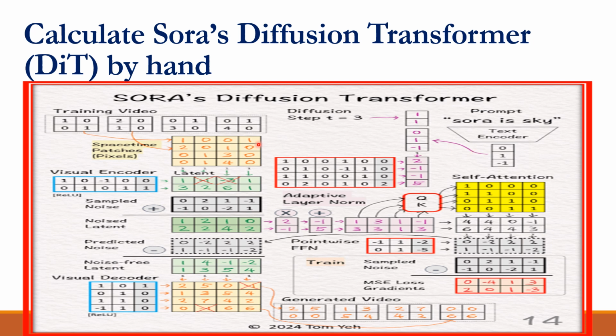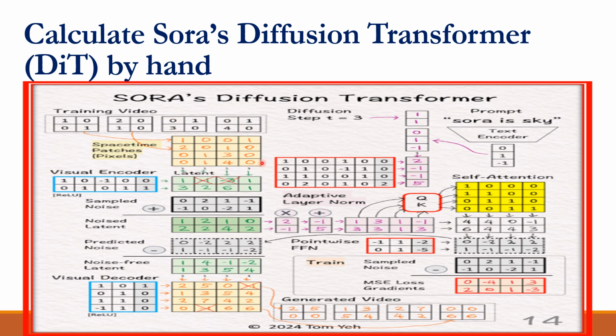diffusion steps. So first we are given a video and a prompt, that is, Sora is sky. And we are given a diffusion step, that is t equals 3. So the first step is to convert this video into patches. That is, we will divide all the pixels in all frames into 4 time-space patches. So here, for example, we are given this 1001, so we'll write it in one row, 1001. Here we have written 2010, here 0130, here this much.